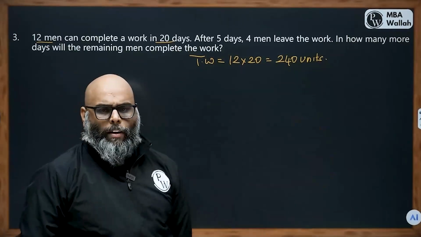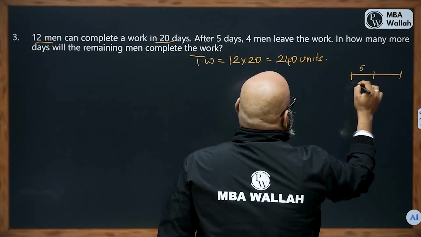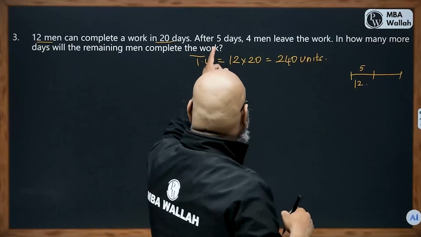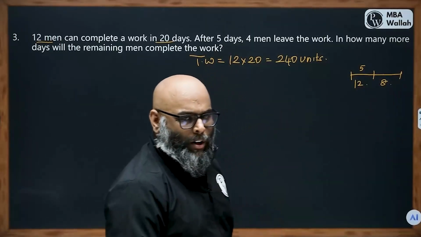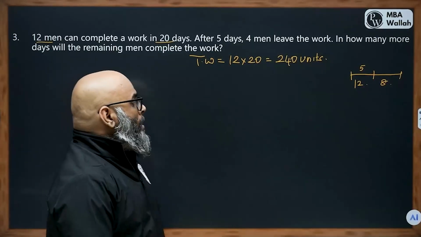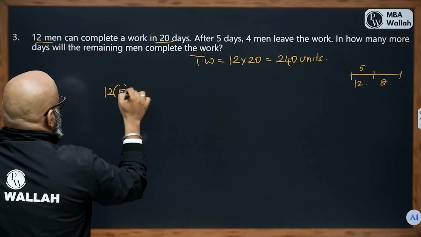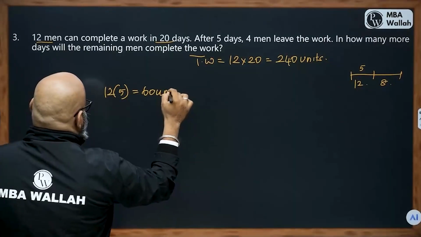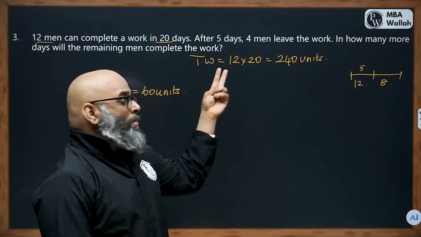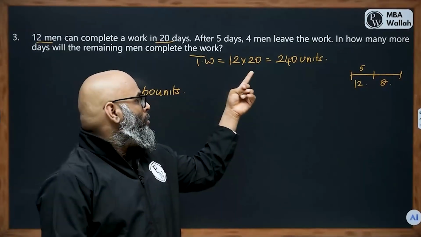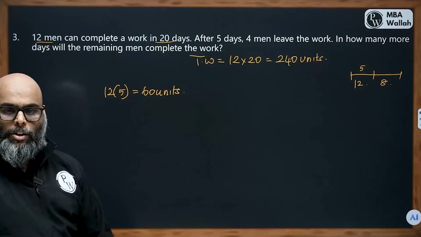After 5 days, 4 men leave the work, which means for the first 5 days, we had 12 men. After that, 4 men leave, which means for the remaining time, we had only 8 men working. So 12 men working for 5 days would have finished 12 into 5, that will be 60 units. How? We have taken each one to do 1 unit a day. 12 men in 1 day would finish 12 units, into 20 is 240 units. But they are working only for 5 days, which means they can do only 60 units.